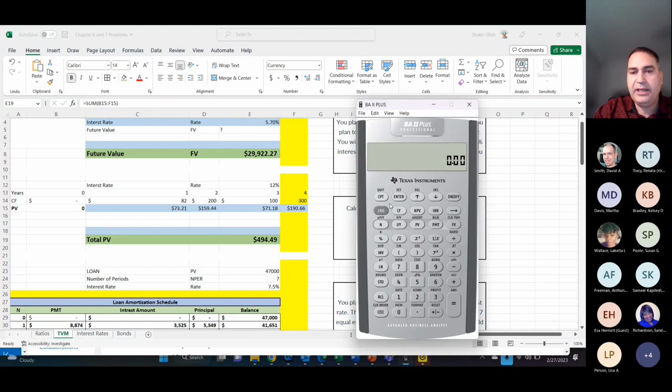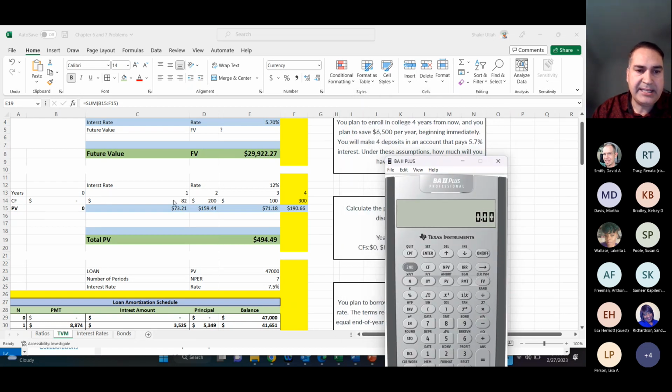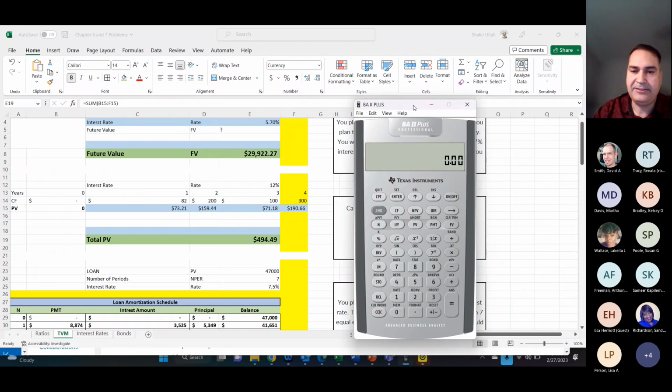If you want to use your calculator, I've already reset it. This is going to be slightly different. We have to activate our cash flow register. So here in this case in Excel, if you look at that, we enter these values as our cash flows, right? And we have to do the same thing in our calculator, but that requires slightly different steps.